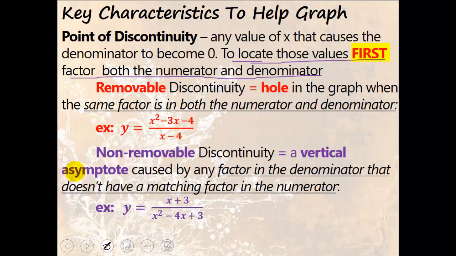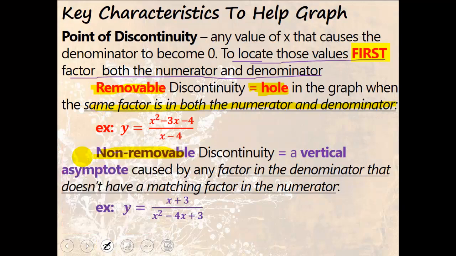Removable and non-removable. The removable creates a hole, and it's caused by the same factor in both the numerator and the denominator. So when you factor, if you have an identical factor in both the numerator and the denominator, that's going to create a hole or a removable discontinuity.